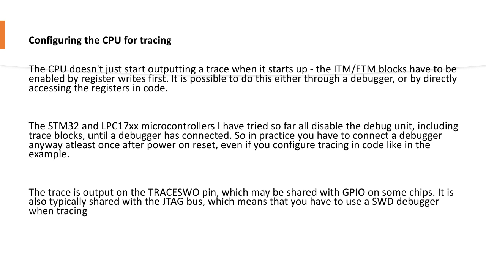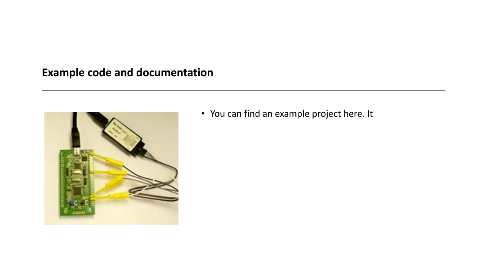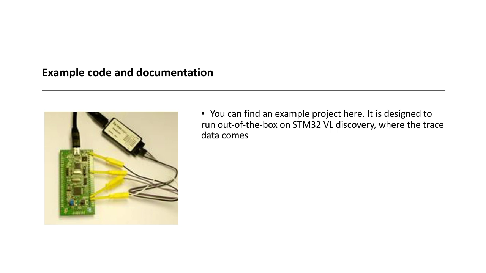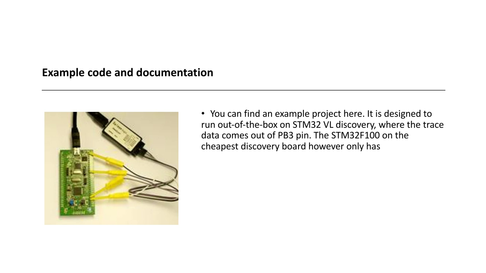Let's see example code and documentation about it. So how should it be? It should be like this. You can find an example project here in the description, which I'll be adding later. It is designed to run out of the box on the STM32VL, where the trace data comes out of the PB3 pin. The STM32F100 on the cheapest discovery board, however, only has ITM tracing. So if you want ETM, you need an STM32F105 or other higher end controllers.